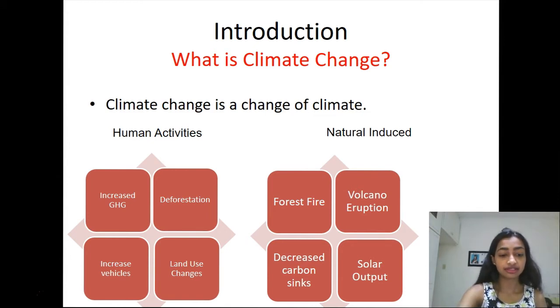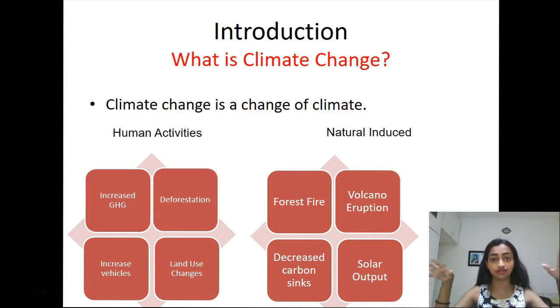Naturally induced things can be things such as forest fires, which cause the release of CO2 into the air. Volcano eruptions, which can also release greenhouse gases, but can also produce a cooling effect if it blocks out the sun.